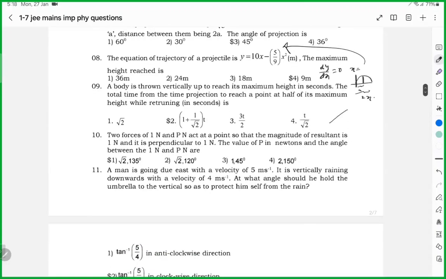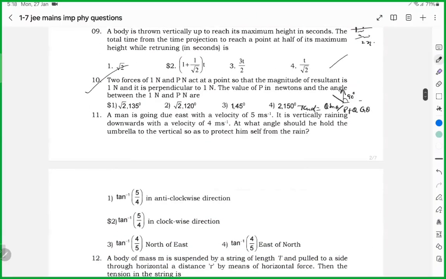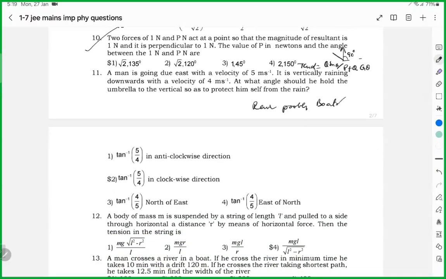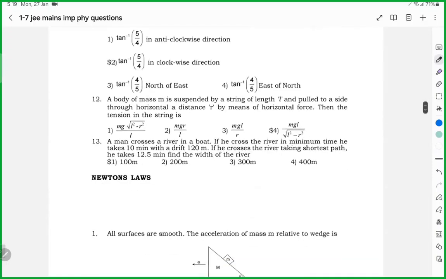Here, based on vectors, only one question they have asked till now. Here it is based on this. If the resultant makes an angle of 90 degrees, you can calculate using the formula tan alpha equals q sin theta by p plus q cos theta. Based on this, you can solve very easily. Another question they didn't cover till now is based on rain problems, as well as boat problems: reaching the opposite bank in shortest time and shortest path. Those models till now he didn't touch. You can expect them for these exams.